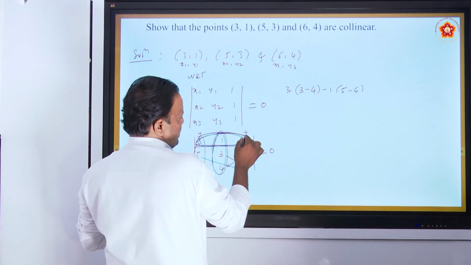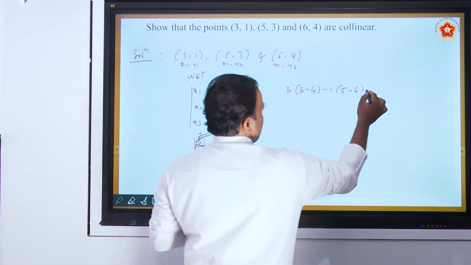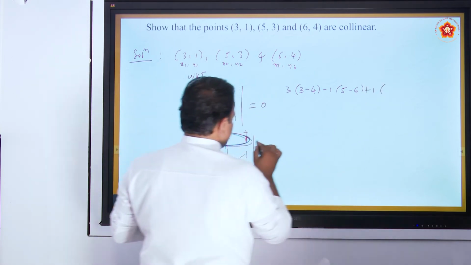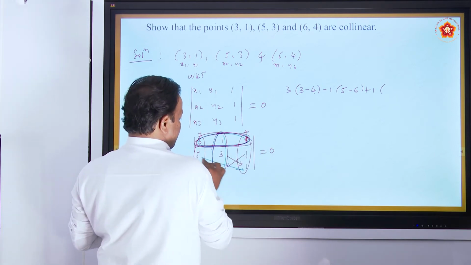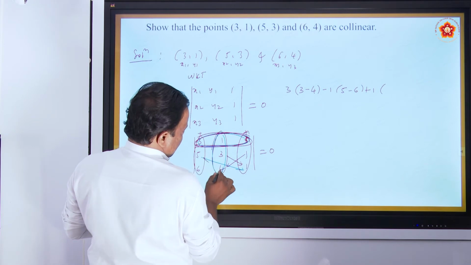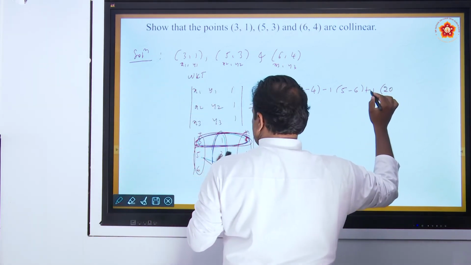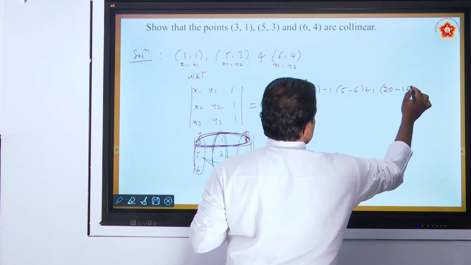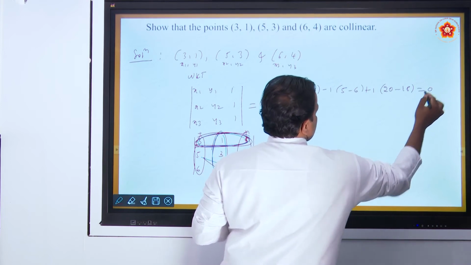What is the last term? Here is plus 1. The column and row containing 1 you have to remove. What is remaining? 5, 3, 6, 4. Multiply these two. 5 4s are 20. This is 6 3s are 18, minus 18. You have to show that this answer is 0.